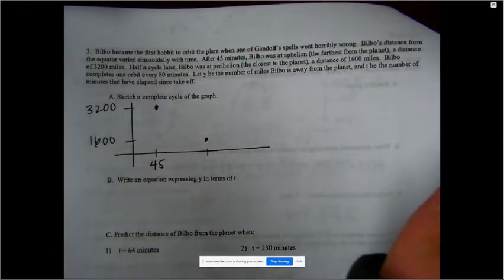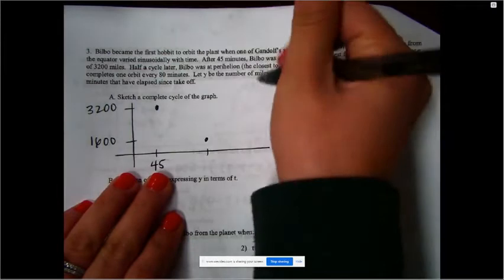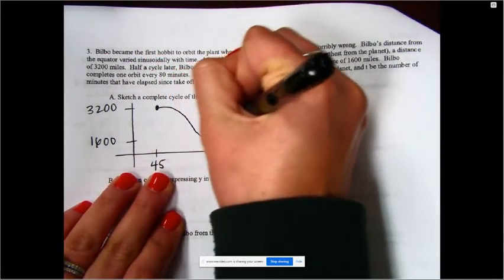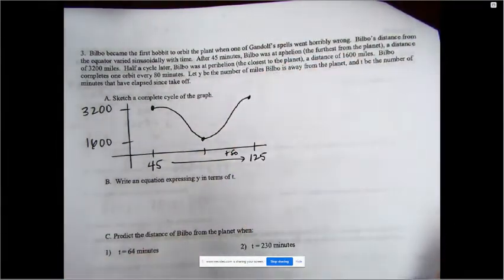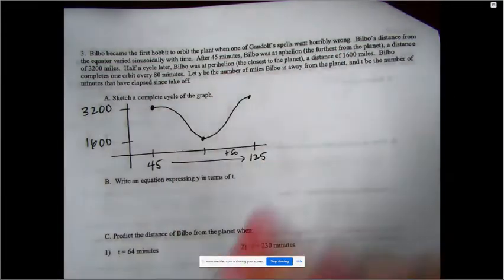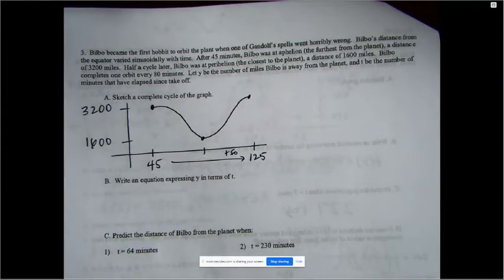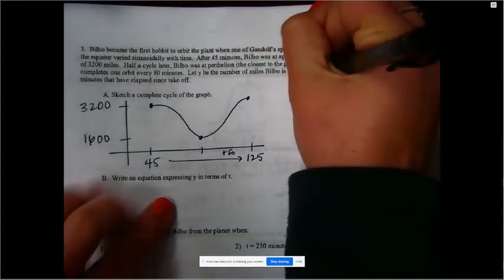Okay? He completes one orbit every 80 minutes. So from max to max takes him 80 minutes. So if I want to figure out this next point, I'm going to add 80 to 45 and get 125. Let's see, is that all we need? Great. Okay, in order to start writing our equation, we need to figure out A, B, C, and D. That's our next step, is write the equation.